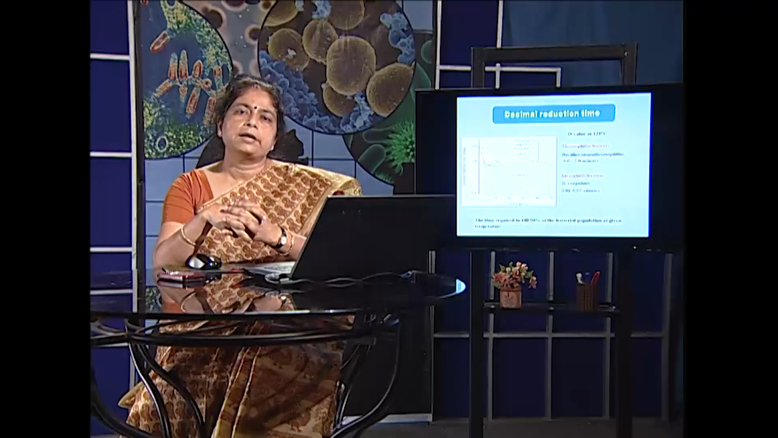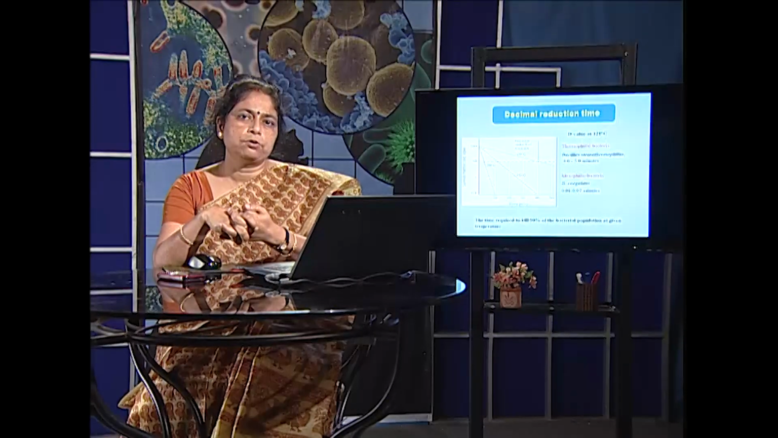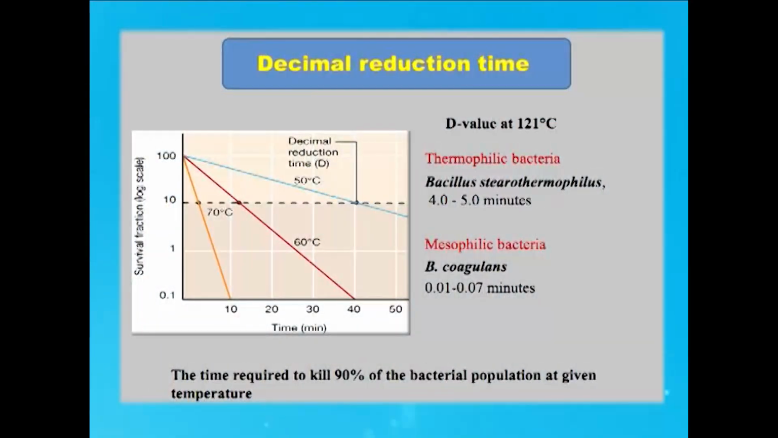After thermal death time, we have another property exhibited by the microorganism, and that is called the decimal reduction time. The decimal reduction time is the time required to kill 90% of the bacterial population at a given temperature. Here you can see in this graph that 100% cells were there when no temperature is given. However, when a particular high temperature is given to the microbial cell, the count keeps on decreasing, and we find that 90% of the cells have decreased or been killed, and we have only 10% surviving cells, and therefore this is referred to as the decimal reduction time.